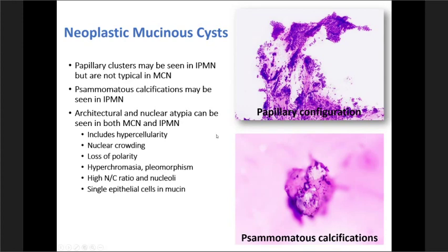The next question is atypia. So atypia in these mucinous neoplasms, for both of them, what you need to do is characterize this as either low grade or high grade.